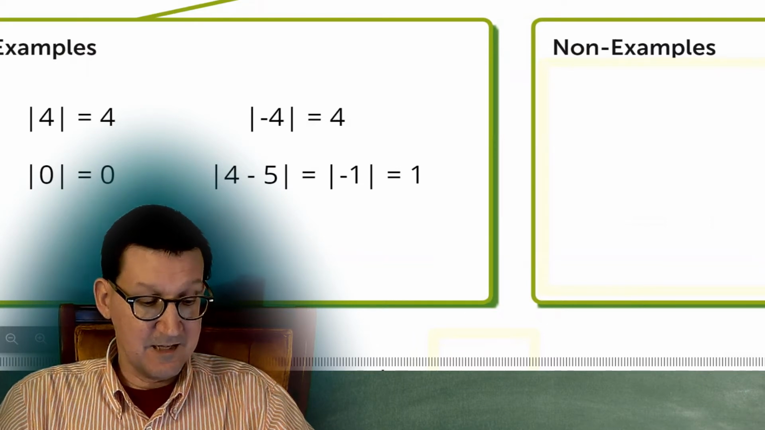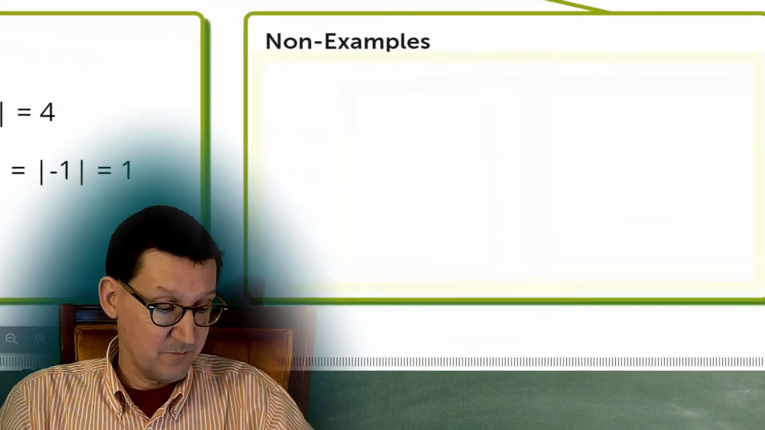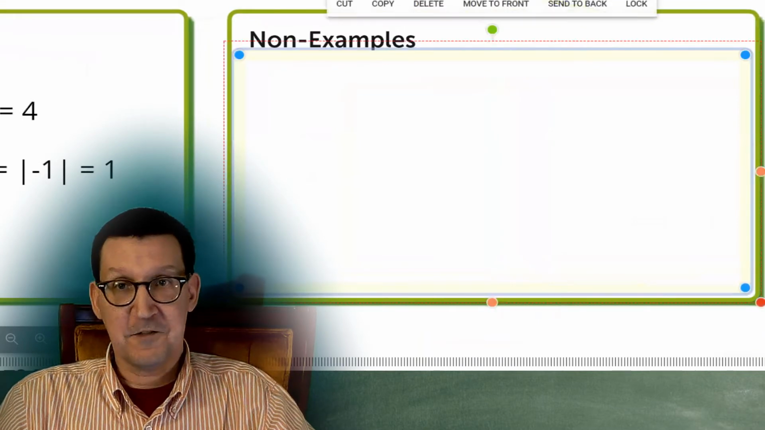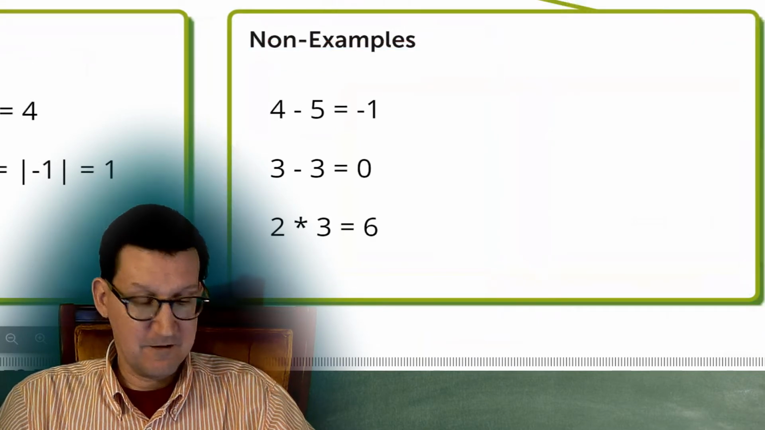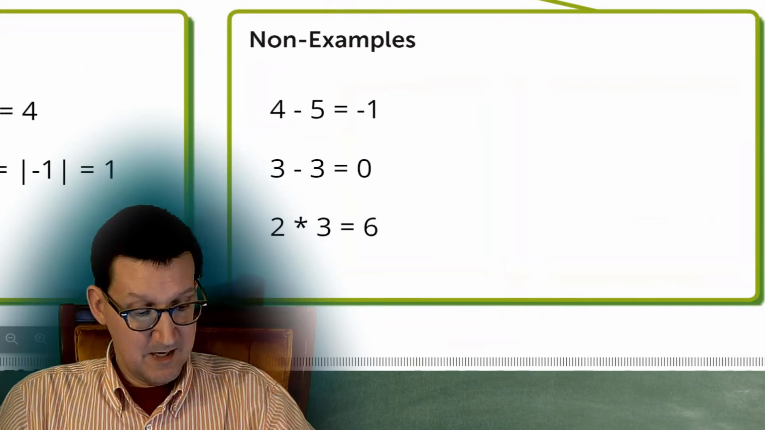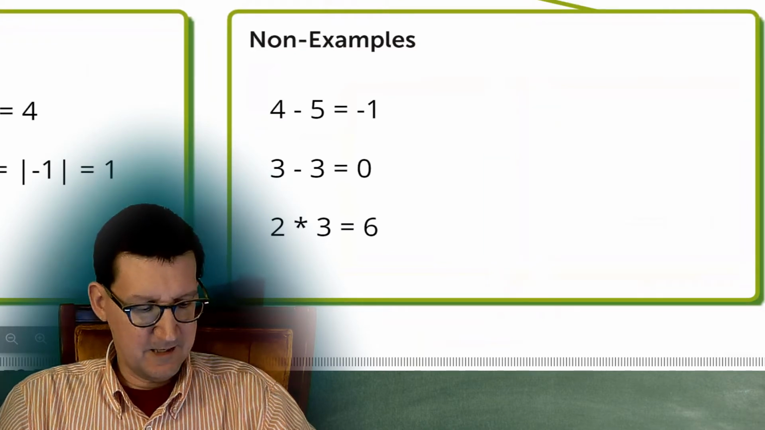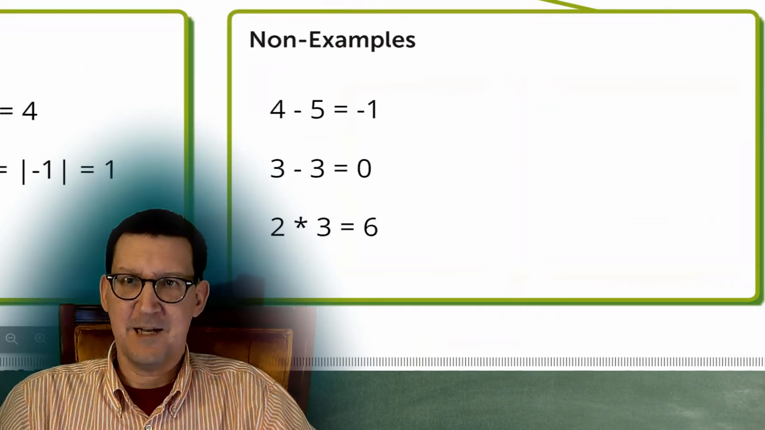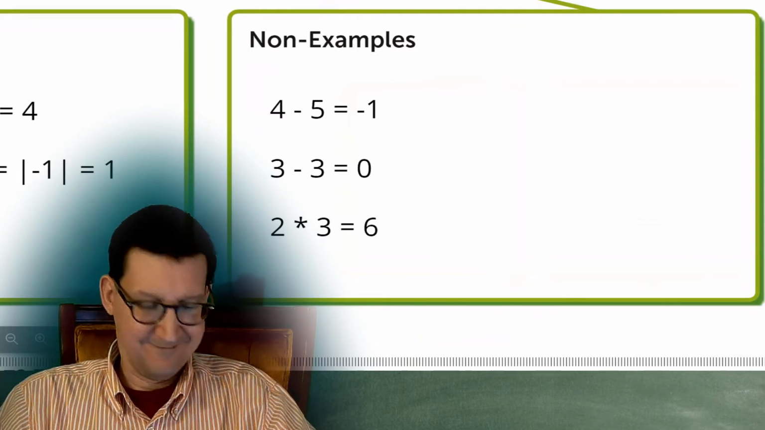Non-examples, well, anything that's not an absolute value is not an example, right? So 4 minus 5 is negative 1, no absolute value there. 3 minus 3 is 0, nope. And 2 times 3 is 6, well, we're multiplying there, that's totally off. So all those are examples of what is not absolute value.